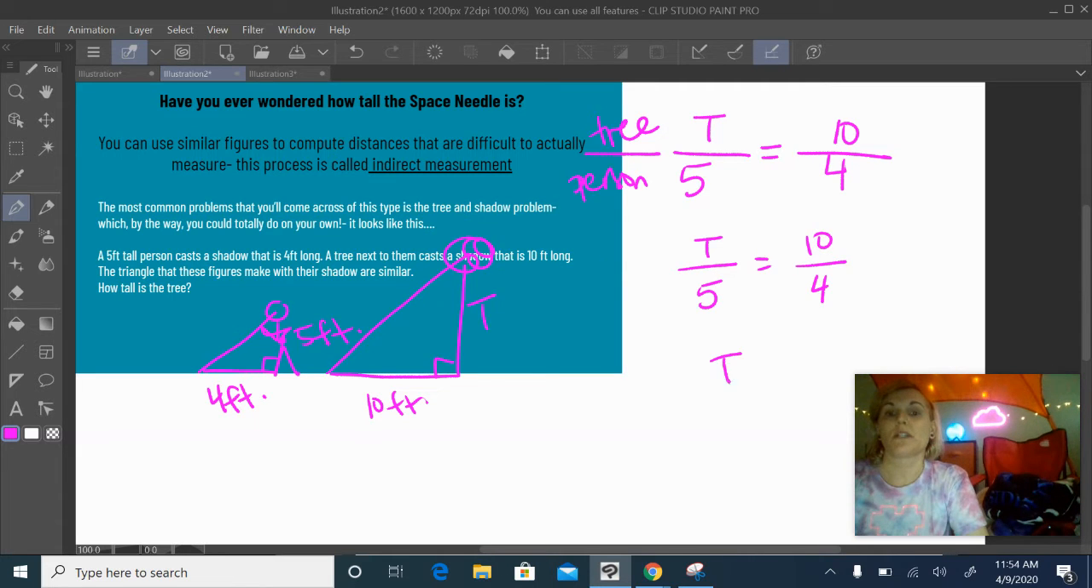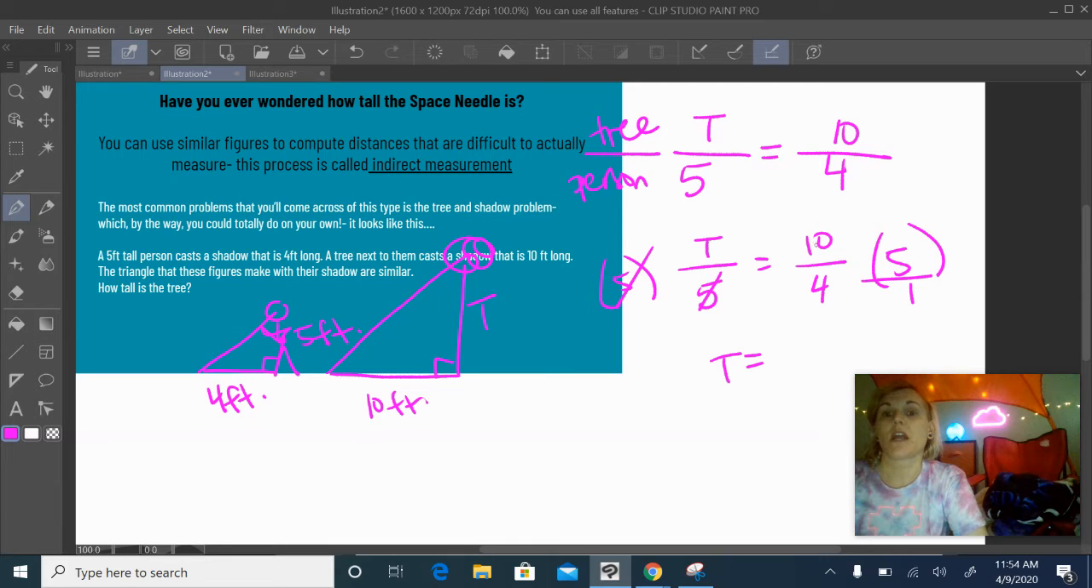So because I want t by itself, I'm going to multiply since this is division. So multiplying to get rid of that 5. Whatever I do to one side, I must do to the other. So now I'm just multiplying these two fractions. I'm going to put this over 1 just so you can see it a little bit better.